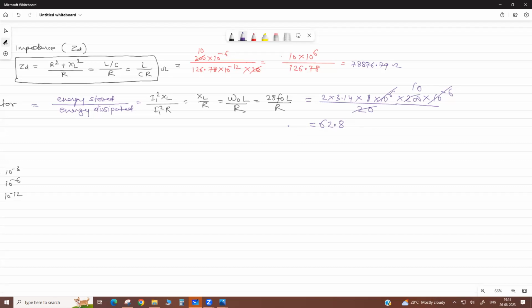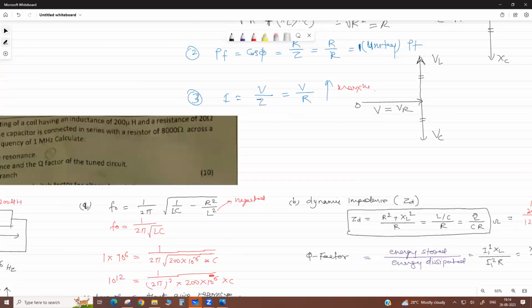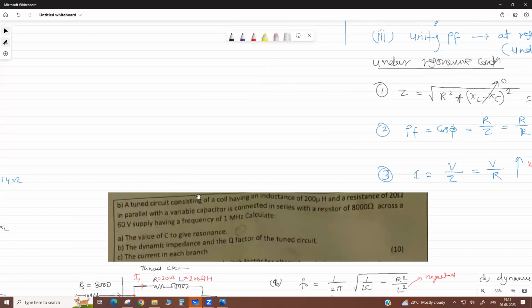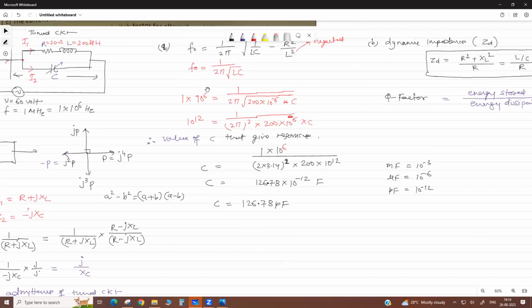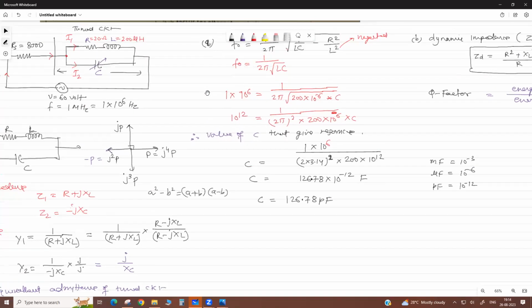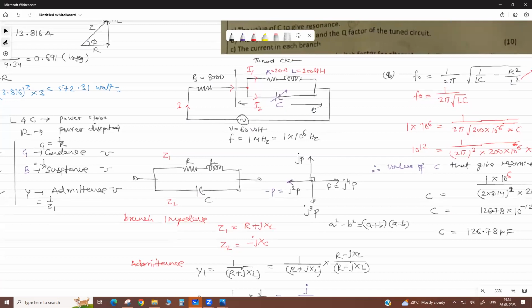Okay. Q factor is this. Now all the solution is there, completed, no? Okay. Now the branch current we will compute. Can we keep solving the current?